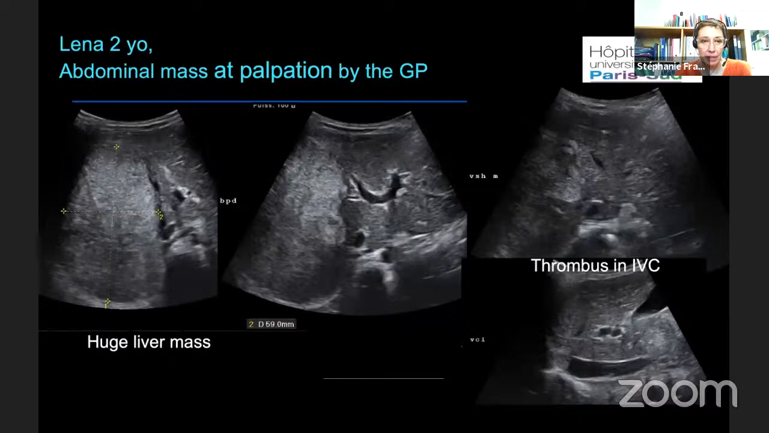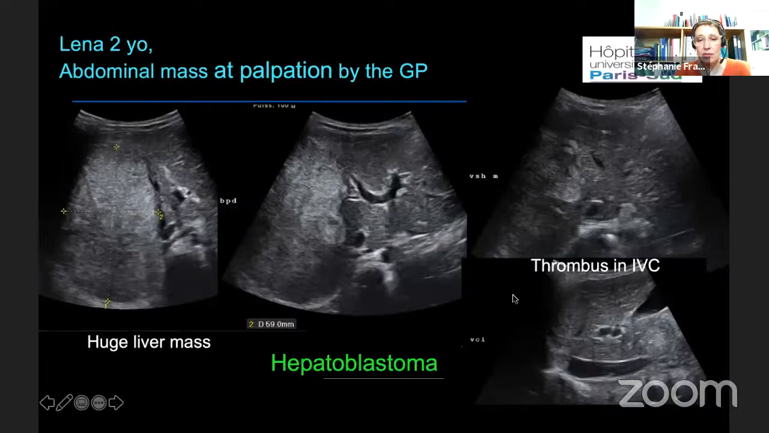In this two-year-old girl, she had an abdominal mass, and you can see this huge liver mass associated with a thrombosis in the IVC. So there was only one diagnosis. It's a hepatoblastoma that will be confirmed with a very high level of alpha-fetoprotein.